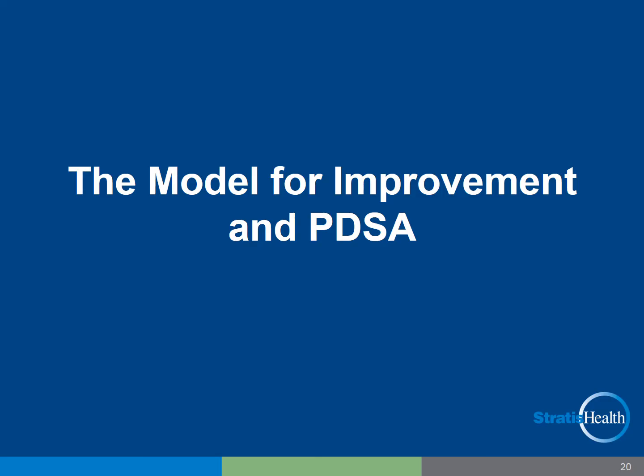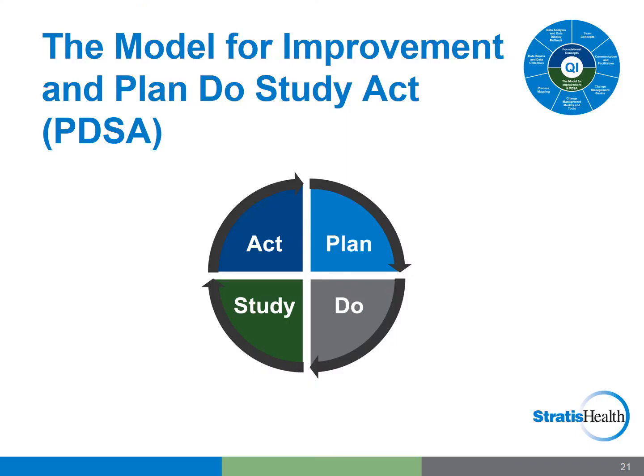The Model for Improvement and Plan, Do, Study, Act tool. The Model for Improvement is designed to organize your team's quality improvement project work and ensure that the QI work is done in a systematic way by first asking the 3 questions. 1. What are we trying to accomplish? This sets the scope and aim.